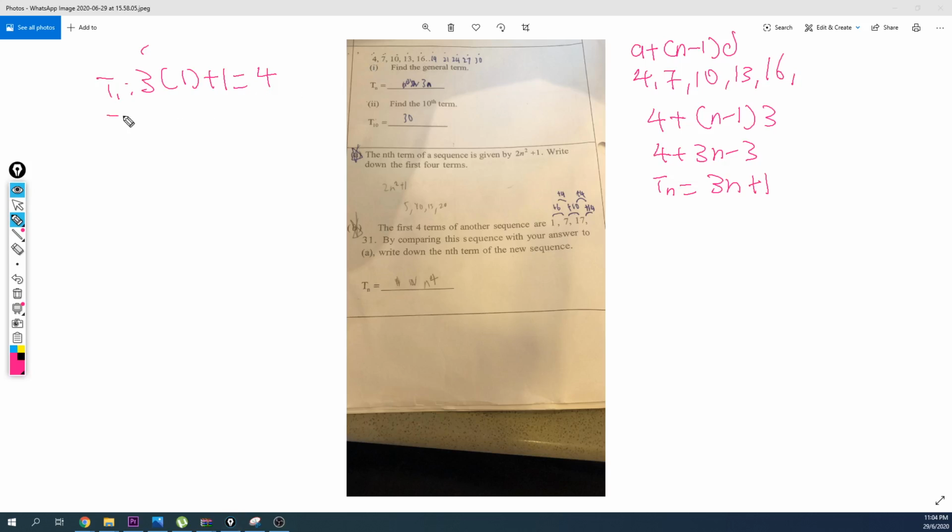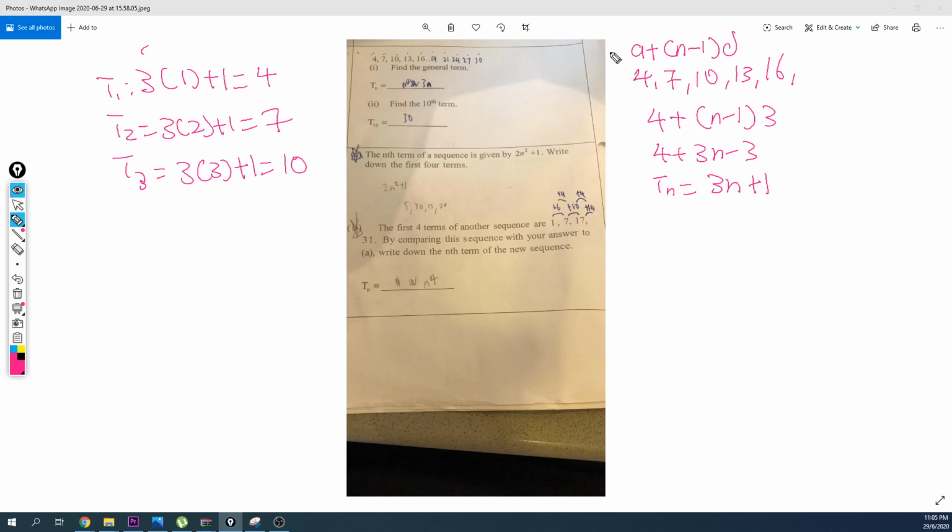For the second term, we just put 3 times (2) plus 1, and that will give you 7. For the third term, that would be 3 times 3 plus 1, and that will give you 10. So we can see that it matches up with the sequence that was given to us, and therefore we know that the general term that we came out with is correct.